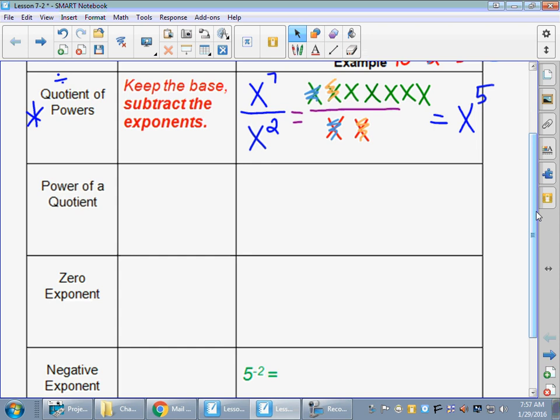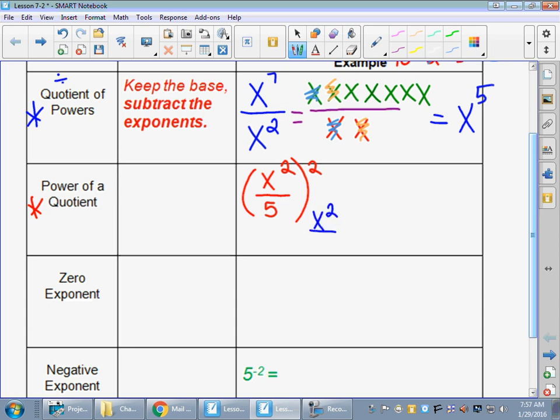Power of a quotient. In other words, I've got myself a fraction like, let's just do x squared over 5, to the 2nd power. So I've got a quotient, x squared over 5. I've got a fraction division problem being raised to that 2nd power on the outside of the exponent. So I'm going to write it out the long way. I've got x squared over 5 times x squared over 5. This exponent 2 tells me how many times I have to write that inside parentheses out.